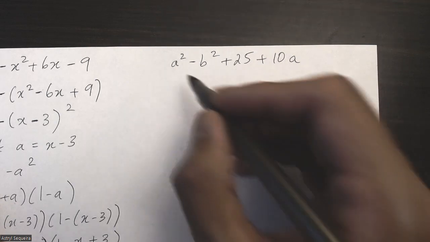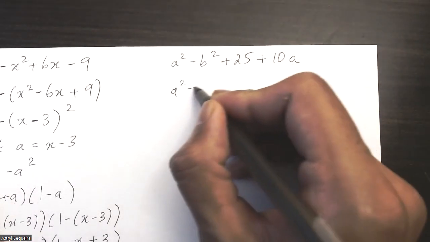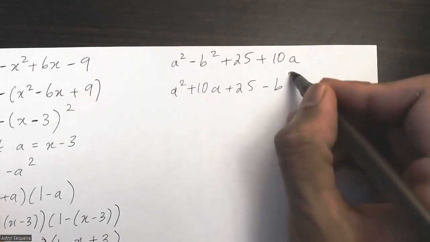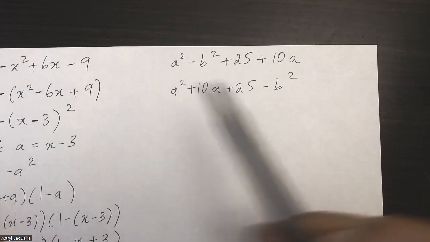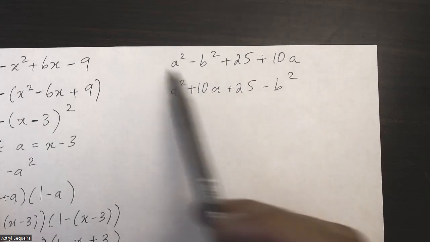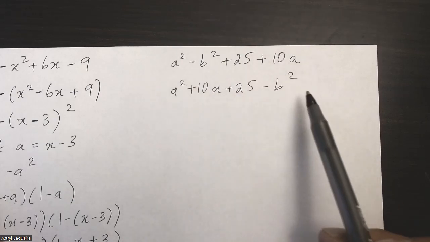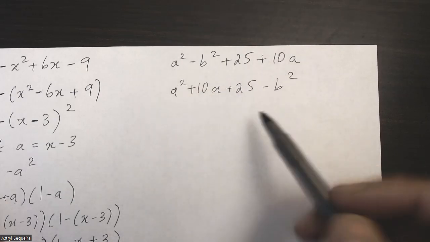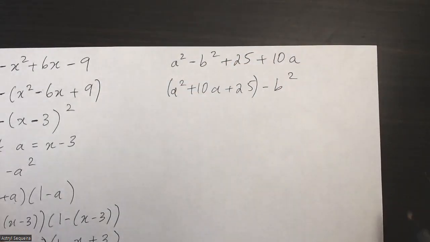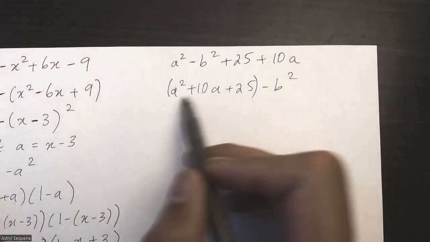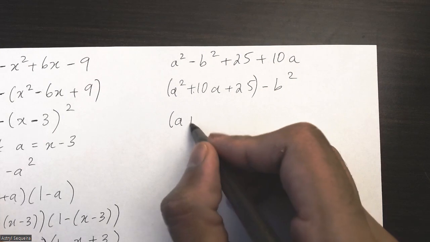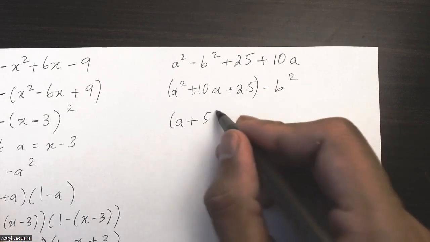So I can actually just rewrite this equation as a squared plus 10a plus 25 minus b squared. I haven't changed anything. I haven't changed any signs. I haven't moved anything. It's just the order is switched, so nothing really changes. Now I can group these three over here. Basically, if I put a bracket here, that doesn't change the equation at all, and you can tell this is a perfect square. So square root of a squared is a, sign from the middle term, square root of 25 is 5.